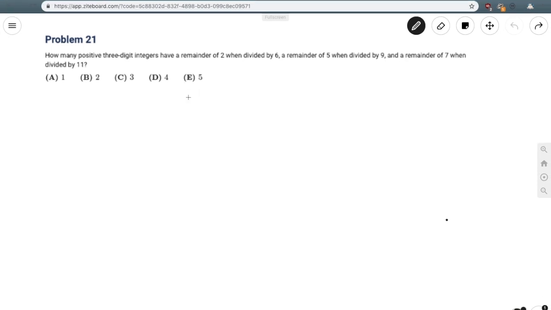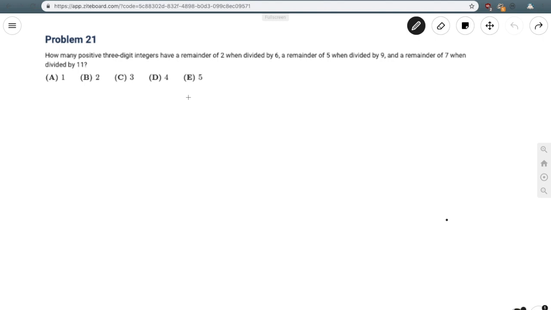Hey guys, this is On the Spot STEM, and today we're going to be looking at 2018 AMC 8 number 21. The problem reads: how many positive 3-digit integers have a remainder of 2 when divided by 6, a remainder of 5 when divided by 9, and a remainder of 7 when divided by 11?